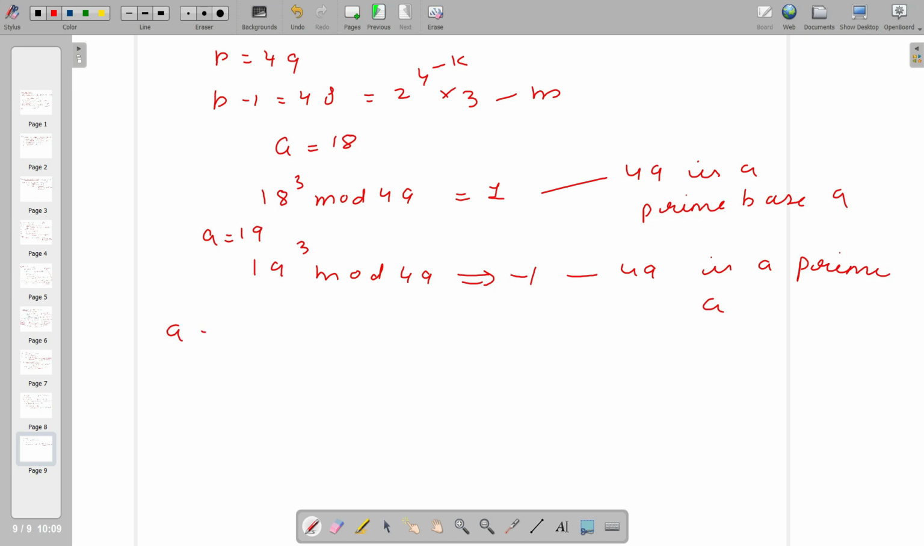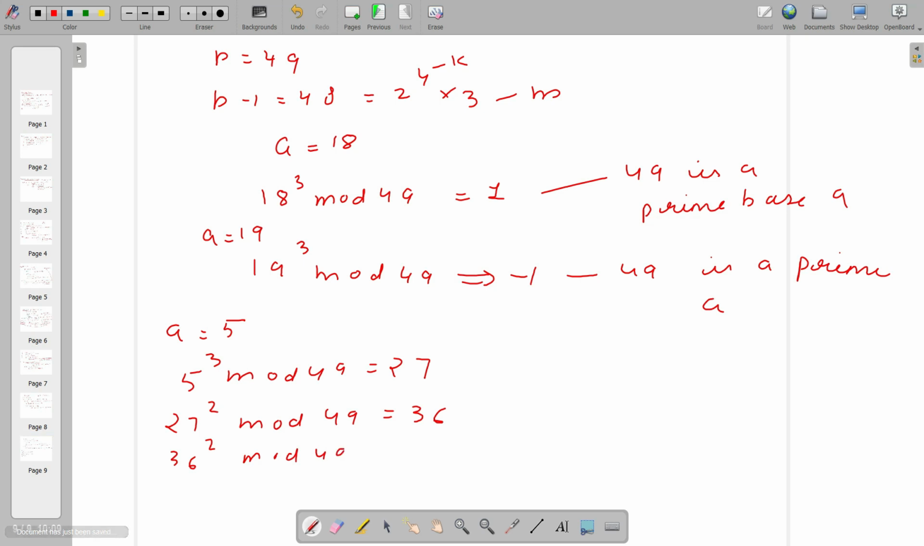Now let's suppose a is equal to 5. So 5 cube mod 49 comes out to be 27. Next, 27 square mod 49, we are running the for loop, comes out to be 36. Now 36 square mod 49 comes out to be 22. So 3 times we will run the loop, and it says that 49 is not a prime. So whenever we check for a composite number, these two algorithms give us a deterministic test, and whenever it gives a prime number, that is a probable prime.